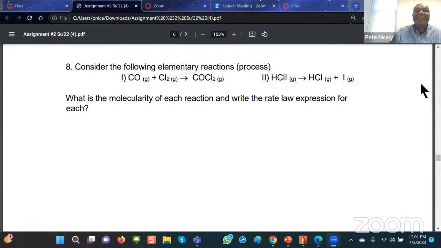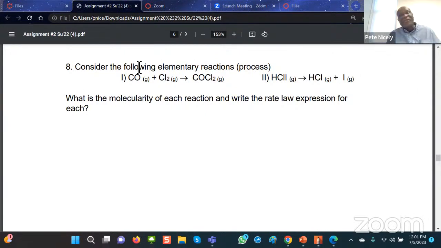And it says, consider the following elementary reactions. And it gives you 2 equations, all right? And it says, what is the molecularity of each reaction, and write the rate law expression for each, all right? So we just discussed this before the break. So let me hear what you guys have to say about this. Let's deal with the first equation. What would you say is the molecularity of the first equation?